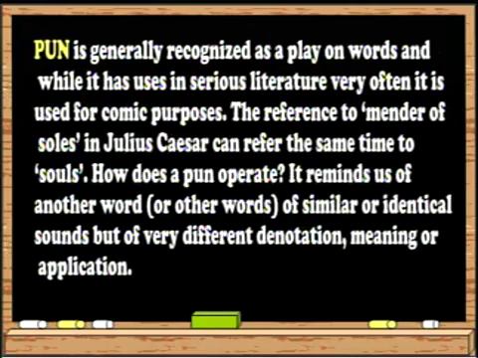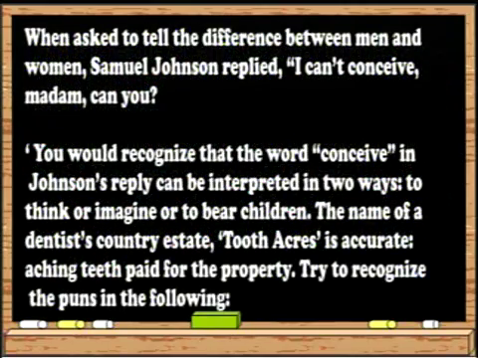When asked to tell the difference between men and women, Samuel Johnson replied, I can't conceive, madam, can you? You would recognize that the word conceive in Johnson's reply can be interpreted in two ways: to think or imagine, or to bear children. The name of a dentist's country estate, Toothacheres, is accurate. Aching feet paid for the property.